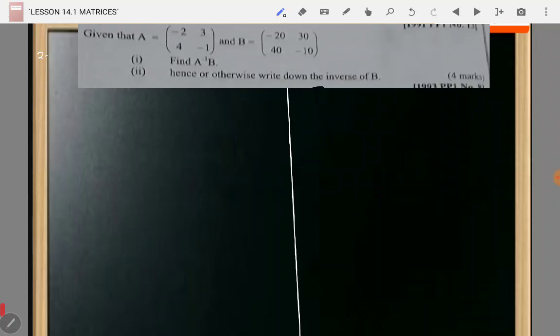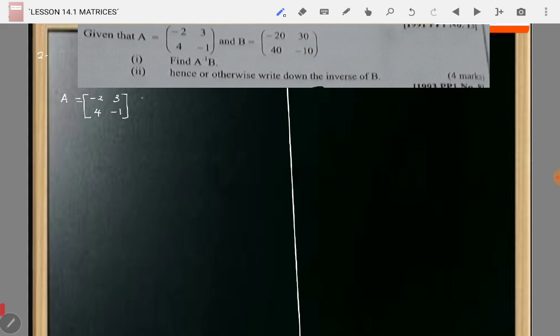Question 2. Given that A is equal to [-2, 3; 4, -1], and B is equal to [-20, 30; 40, -10]. Roman 1, find A inverse B. Roman 2, hence or otherwise write down the inverse of B. We have been given matrix A to be [-2, 3; 4, -1]. Then Roman 1, we have been told to find A inverse B.